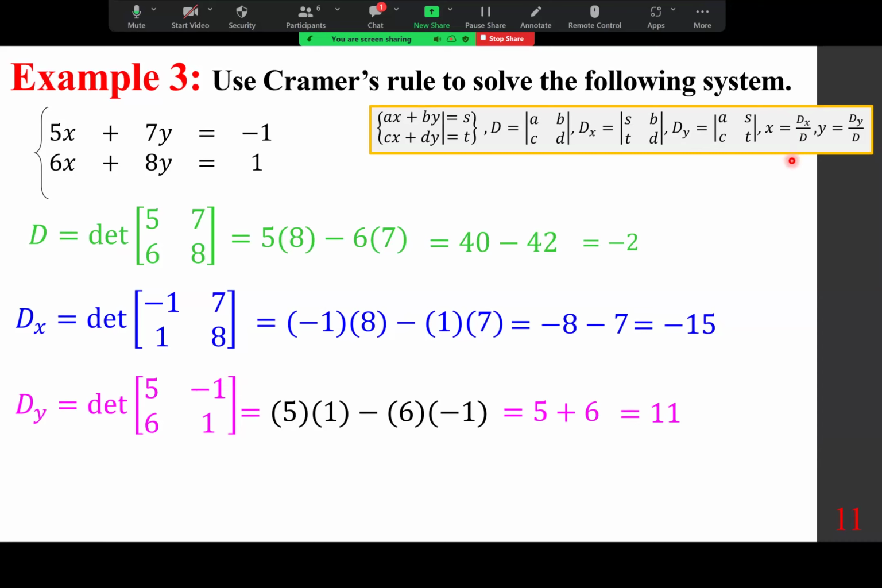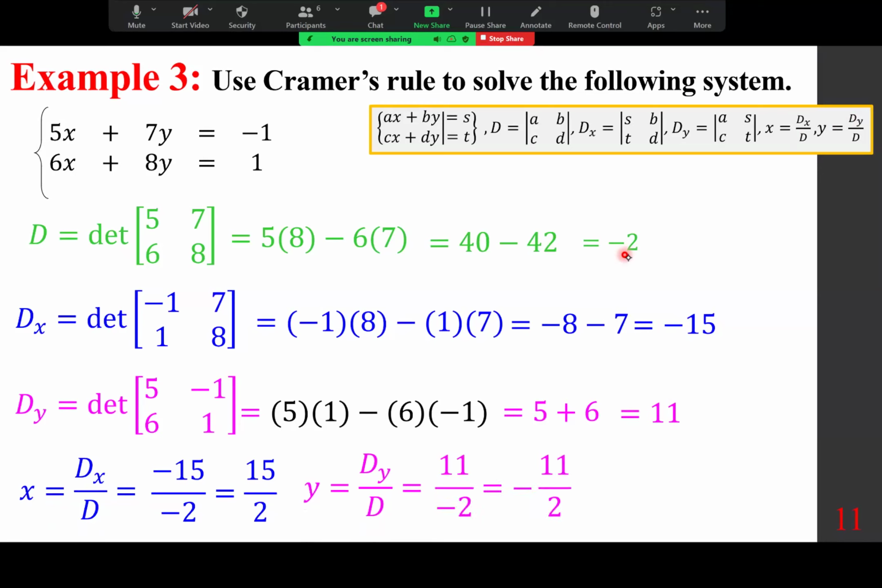So x is d sub x divided by d, which makes it negative 15 over negative 2, or 15 halves. Y is dy over d, which makes it 11 over negative 2, or minus 11 halves. So the solution is 15 halves comma negative 11 halves, or if you say the solution set, then you use braces and you put those.